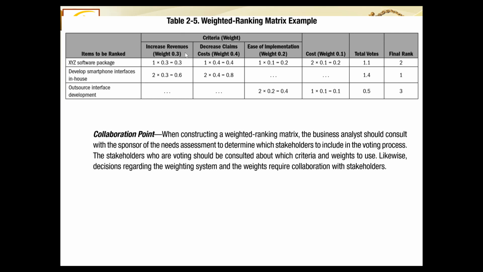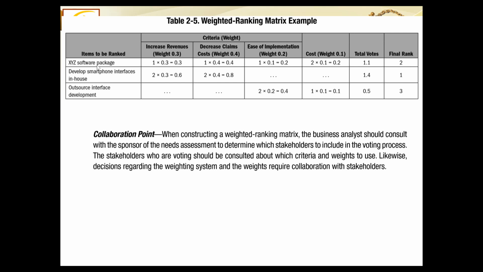The first criteria, increased revenue, is weighted 30%, or 0.3. Decreased claims is weighted 40%, or 0.4. Ease of implementation is weighted 20%, or 0.2. And cost also is 0.1. So the sum of all of these weightages, 0.3, 0.4, 0.2 and 0.1, comes to 100%, or 1.0.